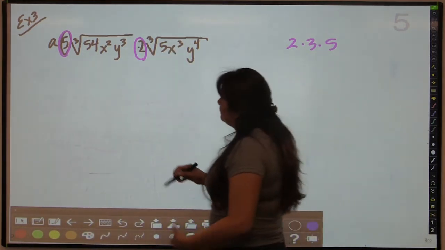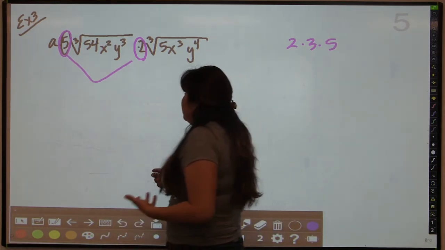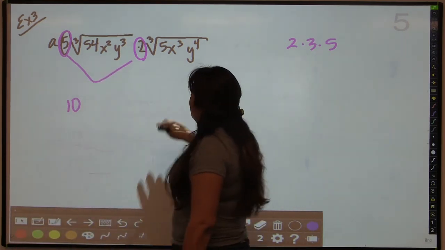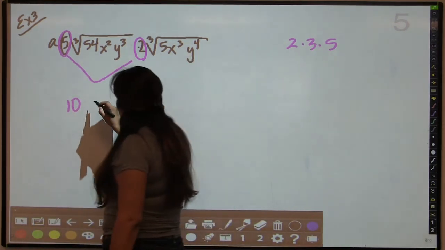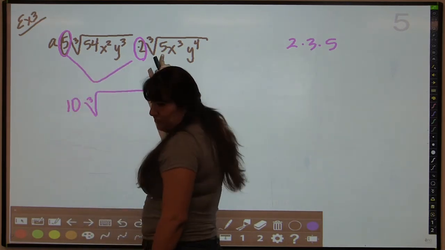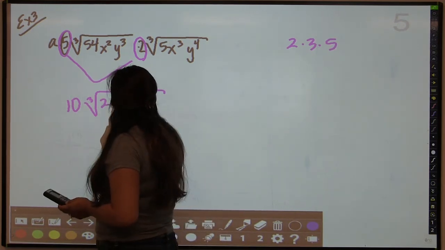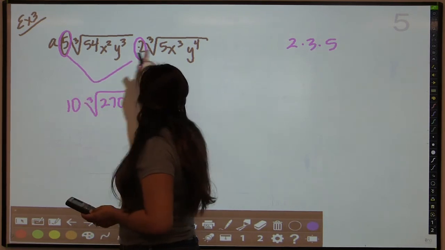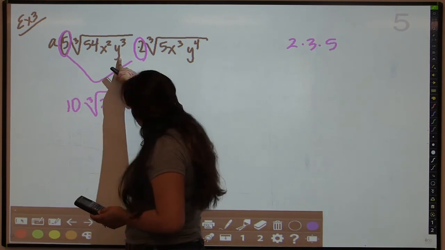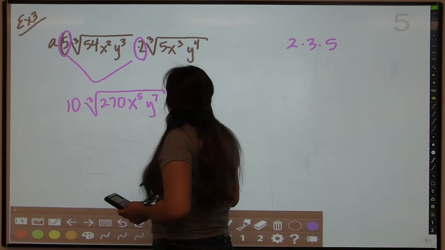So it makes sense to us to combine the two numbers that aren't in the cube root first. So 5 times 2 is just 10. And you can do that. You kind of just leave it over in the front. And then you can combine your two cube roots here. And we're going to get cube root of 54 times 5. So we can go ahead and do that. 54 times 5 is apparently 270. And then we've got x squared and x cubed, which is x to the 5th. And then we have y cubed, y to the 4th, which is y to the 7th.